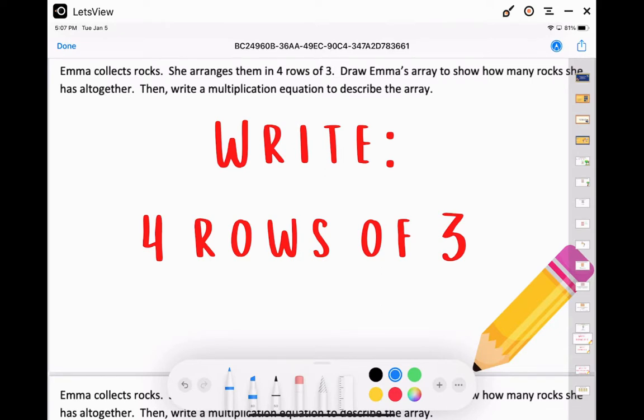I'm going to read our problem one more time. Emma collects rocks. She arranges them in 4 rows of 3. Draw Emma's array to show how many rocks she has altogether. Then write a multiplication equation to describe the array. The first thing that I would like for everyone to do on your math journal, I want you to write the words and numbers 4 rows of 3. On the top of your paper, write 4 rows of 3.